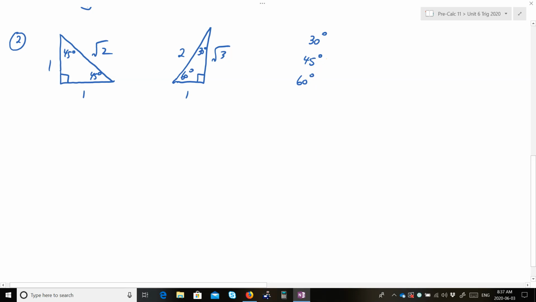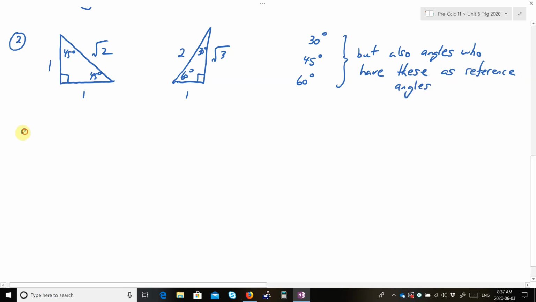Okay, so we can get exact values for sine, cosine, and tangent for those angles, but also angles who have these as reference angles. So in 2A, determine the exact values of the sine, cosine, and tangent ratios for each angle. So basically it's showing you a 60-degree angle.